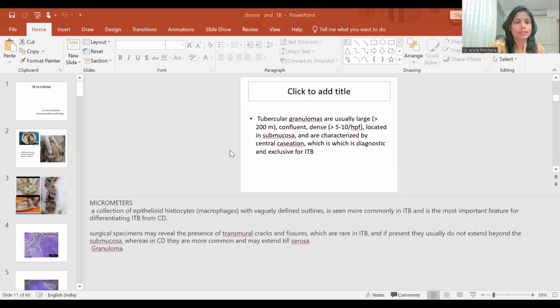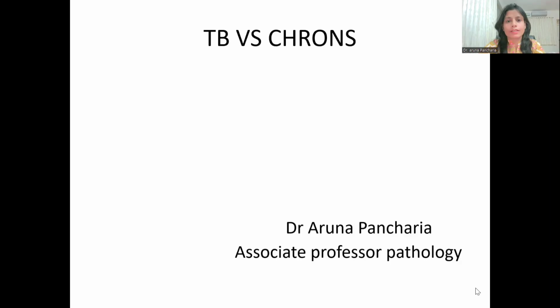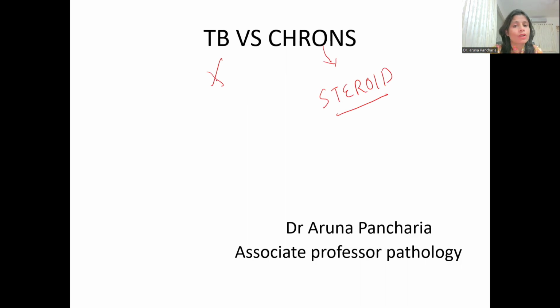As I told you initially also, tuberculosis and Crohn's disease are very close differentials, and they have to be differentiated because the treatment modality is completely different. In Crohn's disease, we give steroids, which is disastrous in the case of tuberculosis and should not be given, because they lead to complications like perforation.